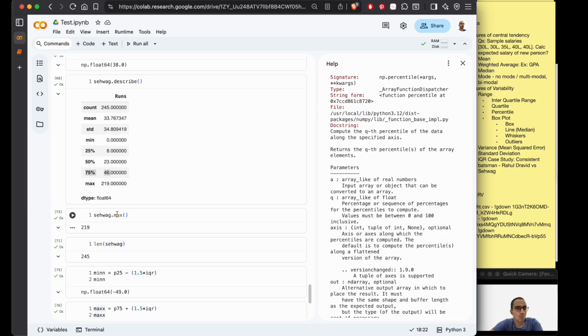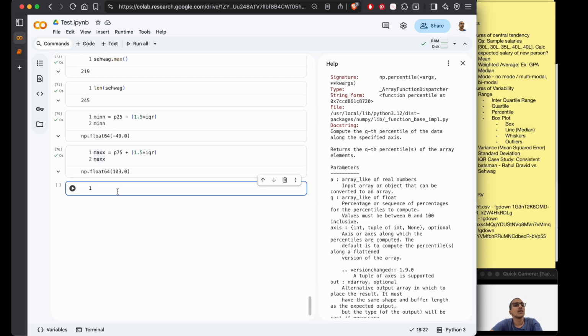We'll calculate the standard deviation. We already calculated the mean anyway. So this is the max value. How do we find the outliers? In this data set, we want to find all the runs that are greater than this 103. So all we have to do is use a mask, which is sehwag greater than the max value.